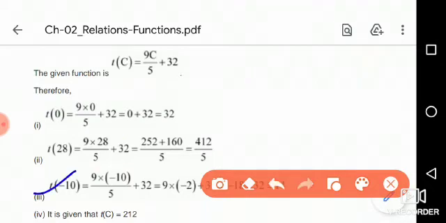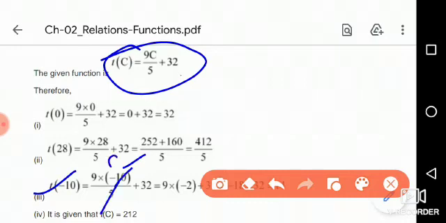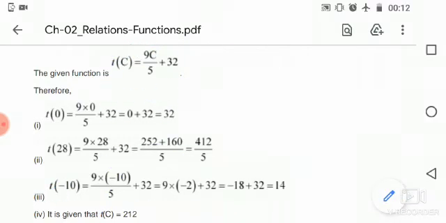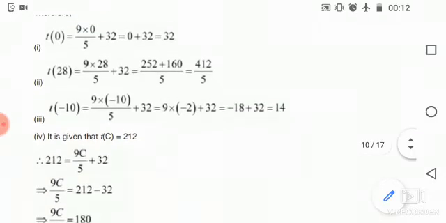Calculate T of minus 10. Replace C as minus 10 in the given equation. That gives 9 into minus 10 divided by 5 plus 32. Therefore, 5 ones are 5, 5 twos are 10. 9 into minus 2 will be minus 18 plus 32. That gives the value of the function as 14. Therefore, the value of T of minus 10 is equal to 14.